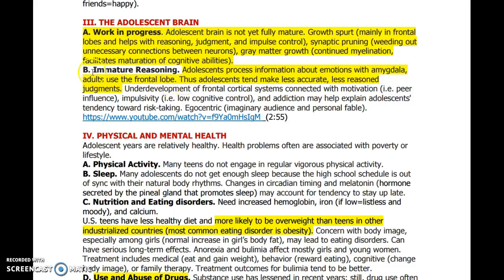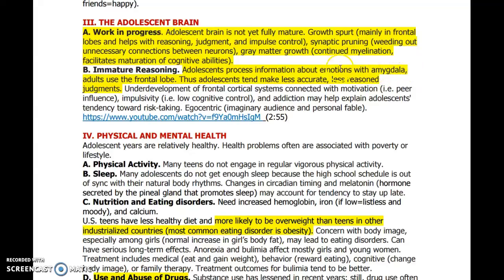So you're going to see that there's going to be some immature reasoning because the adolescent brain is not fully mature yet. Adolescents actually process information about emotions with their amygdala, whereas adults tend to use the frontal lobe, so tend to use the area that is related to reasoning and judgment and such. So adolescents, when they're presented with options, are going to tend to process that information more with their amygdala.